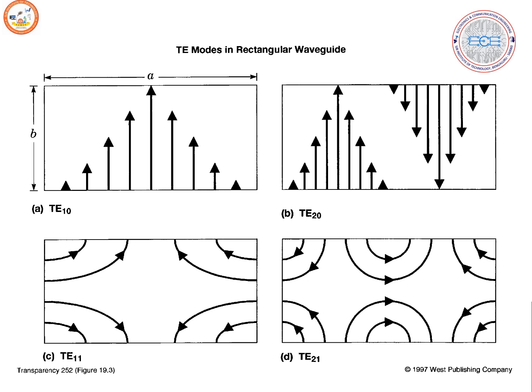And TE11 mode is the dominant mode in a circular waveguide. You can observe half wavelength along the longer dimension as well as the shorter dimension. Similarly, the other ones you can understand.